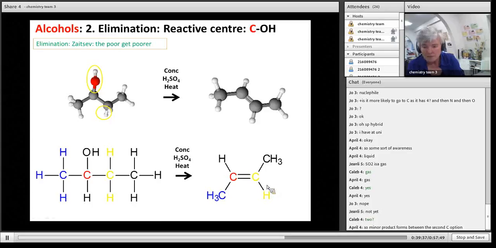Okay, so the minor product forms between the red one, because that has the functional group, and then it'll be the yellow one, the more substituted one. So the yellow one is more substituted because it's got a carbon on it, and it's only got 2 hydrogens.